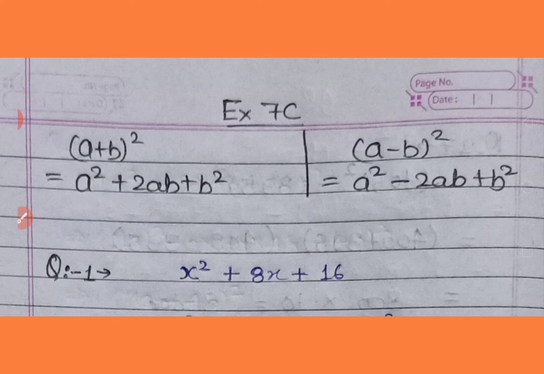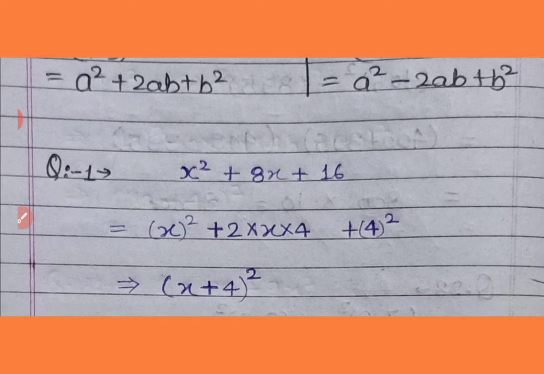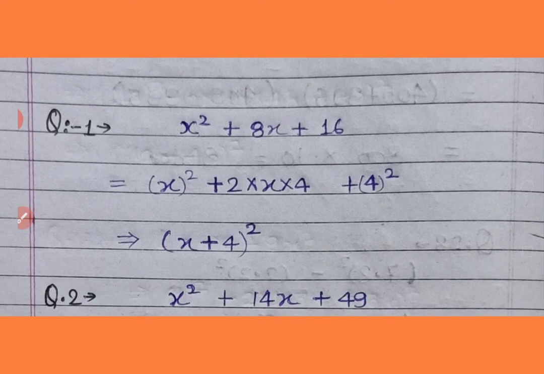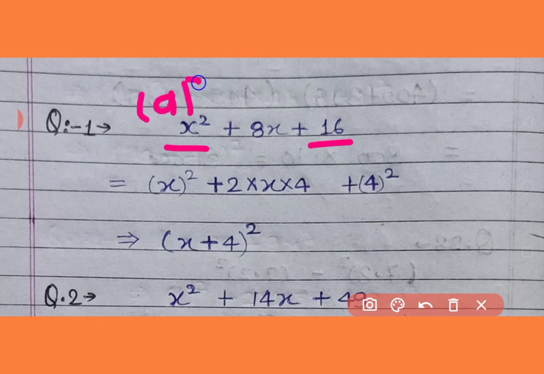Listen, for understanding these types of factorization, we have to understand that out of three terms, minimum two terms should be perfect squares. So as it has been given in the first question, x square plus 8x plus 16. As I have told you, minimum two terms should be perfect squares. So here x square and 16 are perfect squares. So it means this can be written in the form of a square, and this can be written in the form of b square.